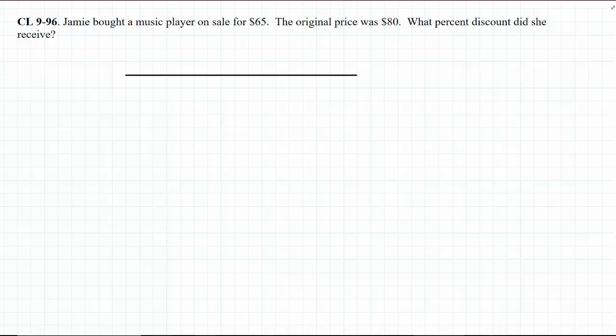Okay, and for our number line, the top is going to be the price, the money, the value, and the bottom is going to be the percent. So at full price, the music player is $80, which is 100% of the cost. At half the cost, it's going to be $40, and that means that's 50%.